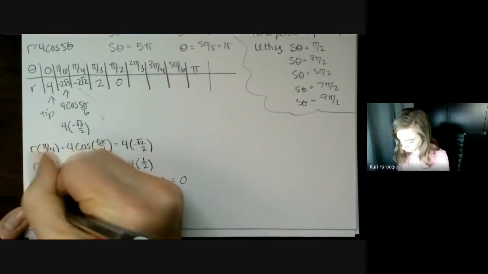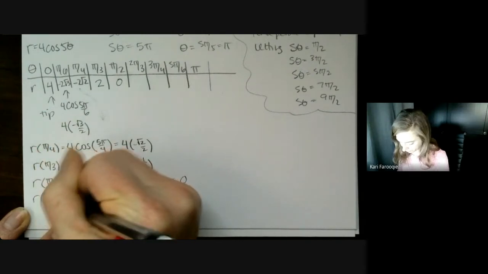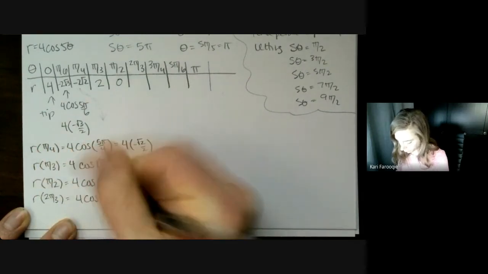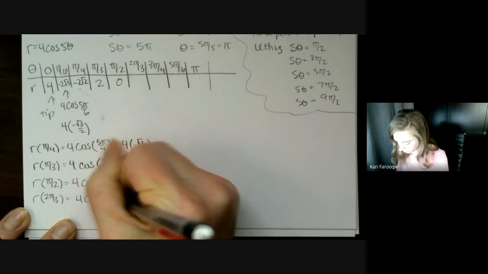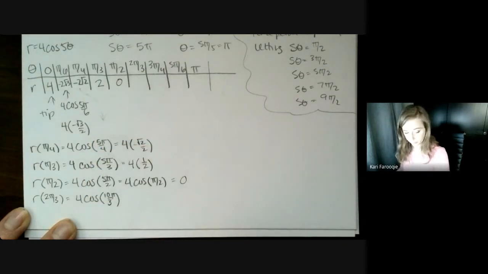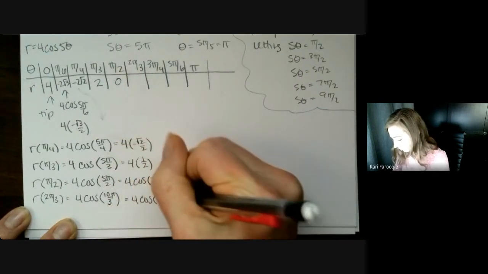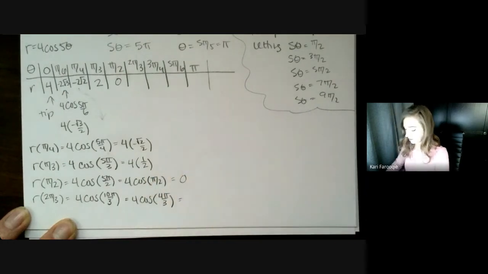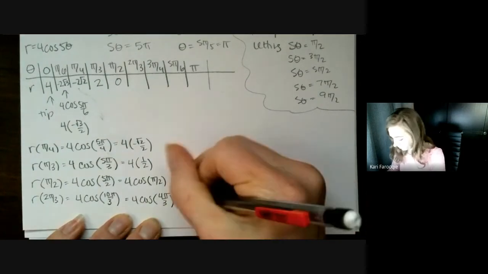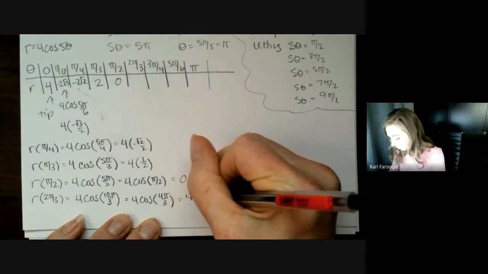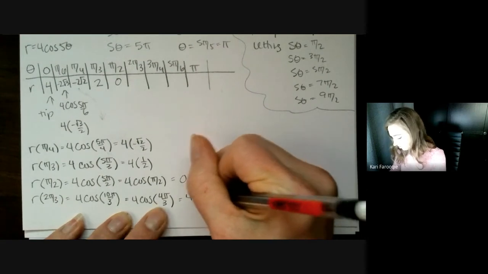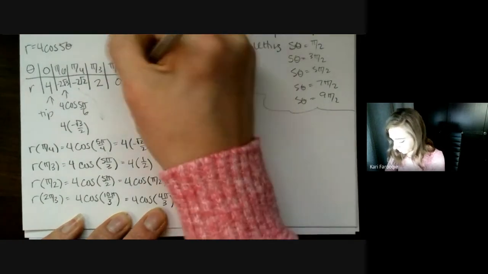Now at 2/3 pi, you'll have 4 times the cosine of 10 pi over 3. And now find the coterminal angle. So take off 2 pi, which is 6 pi over 3, and you'll have 4 pi over 3. This is in quadrant 3. Cosine's negative. The reference angle would be pi over 3. The cosine of pi over 3 is a half. So this value will be negative 2.